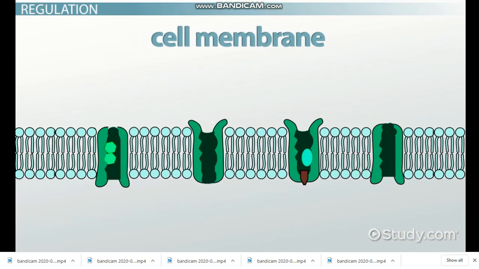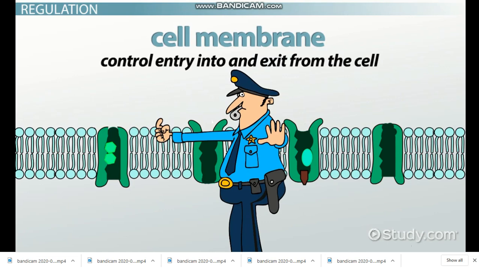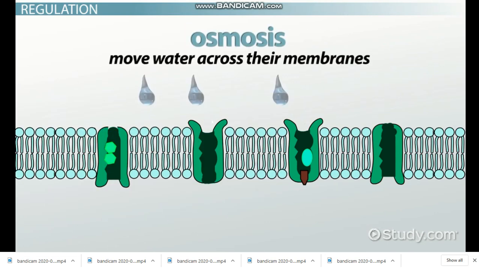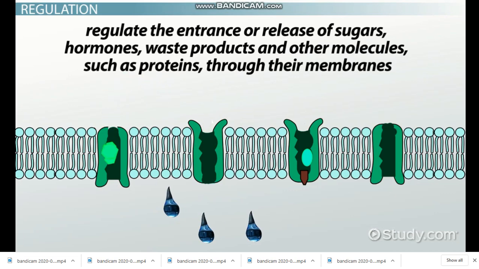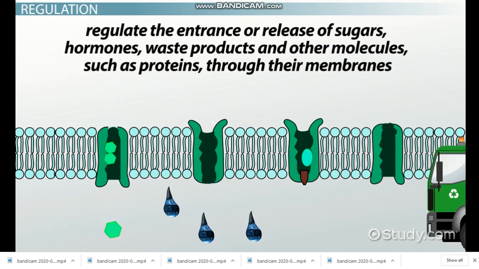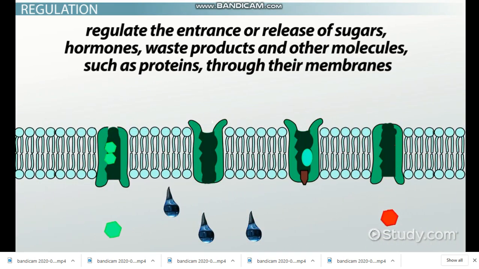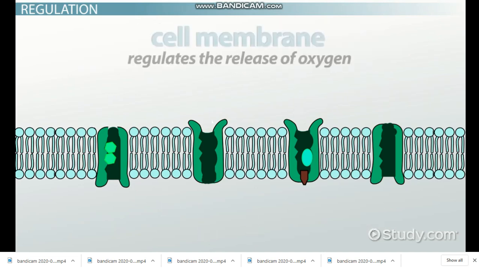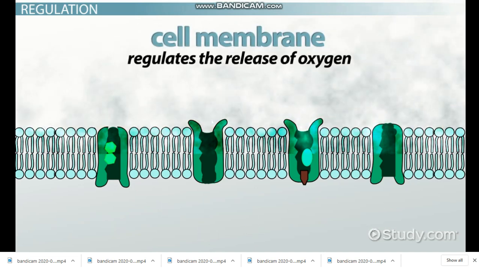The second function of the plant cell membrane is to control entry into and exit from the cell. Plant cells can move water across their membranes through a process called osmosis. Cells also regulate the entrance or release of sugars, hormones, waste products, and other molecules, such as proteins, through their membranes. Another substance the plant cell membrane regulates is the release of oxygen.